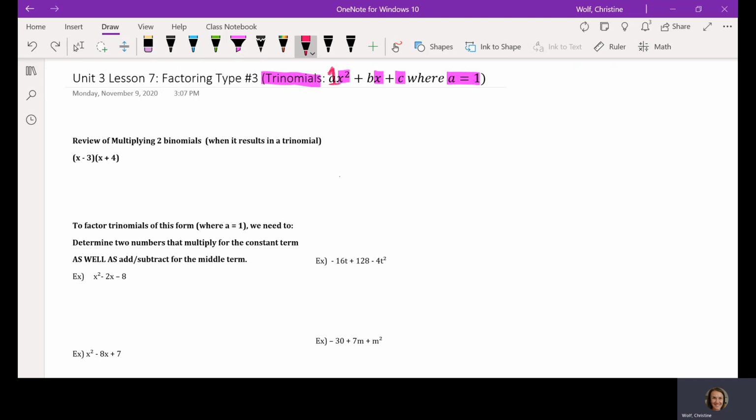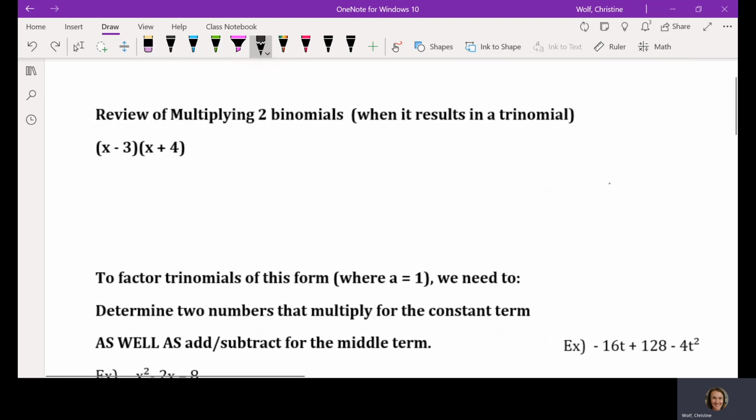So what I'm going to do first is I'm just going to review multiplying 2 binomials. So we did multiplying in lesson 4. There was a question on your quiz. And so you should know by now how to multiply 2 binomials together. We go the first term times the first term there. So we get x squared. Then we go x times 4, which is 4x. Then negative 3 times x is negative 3x. And negative 3 times 4 is negative 12.